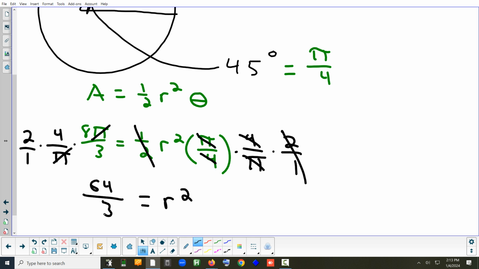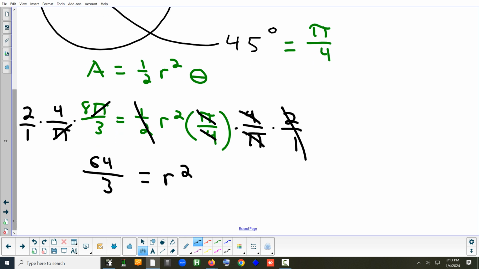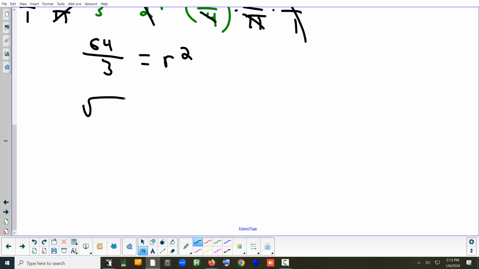Now, is that the radius? No, that's the radius squared. So how do you get rid of squaring? Take the square root. And when you square root a fraction, you do the top and you do the bottom separate. Now, the top is going to be, what's the square root of 64? 8. That's good.